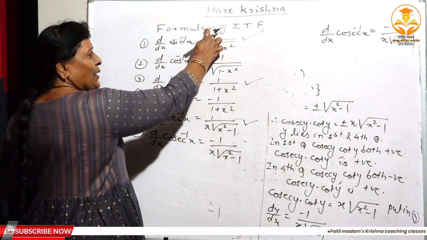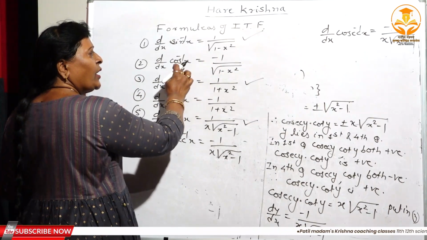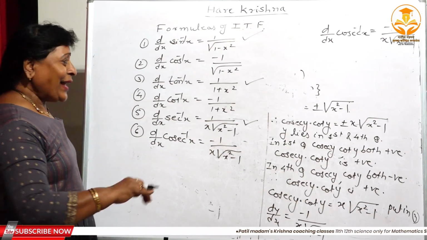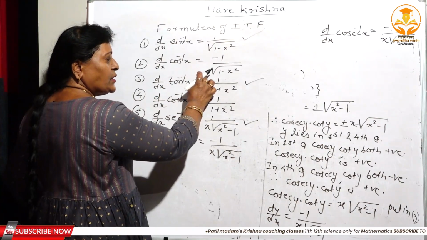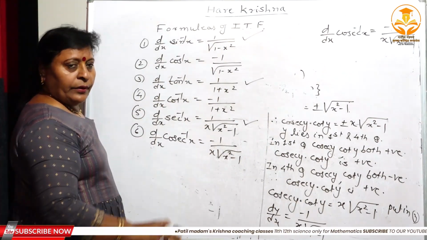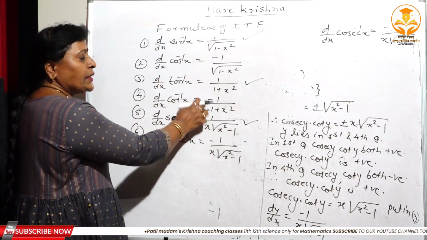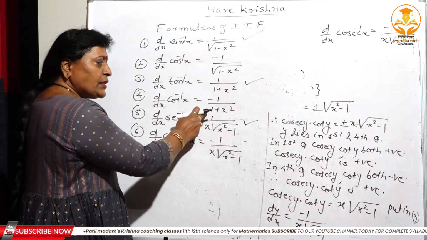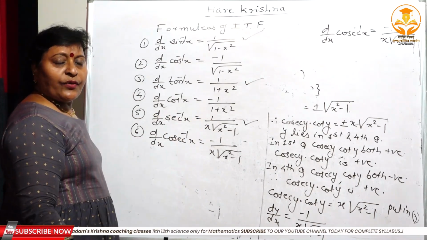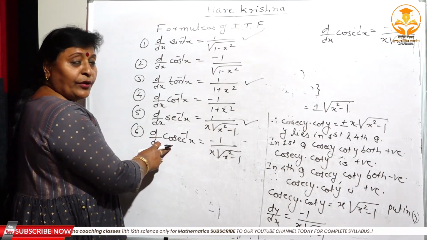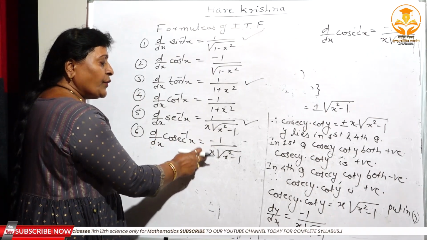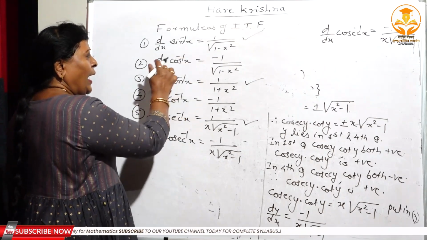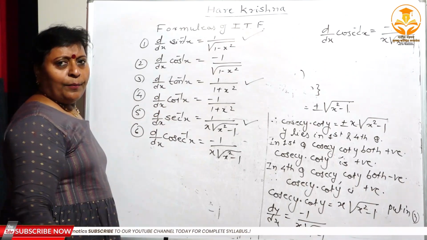When sin inverse x, it is 1 upon root of 1 minus x square. Cos inverse x, it is minus 1 upon root of 1 minus x square. The derivative of tan inverse x is 1 upon 1 plus x square. Automatically here, the derivative of cot inverse x is minus 1 upon 1 plus x square. The derivative of sec inverse x is 1 upon x root of x square minus 1. Automatically, the derivative of cosec inverse x is minus 1 upon x root of x square minus 1. Therefore, remember only these 3, and all the co ones are the minus.